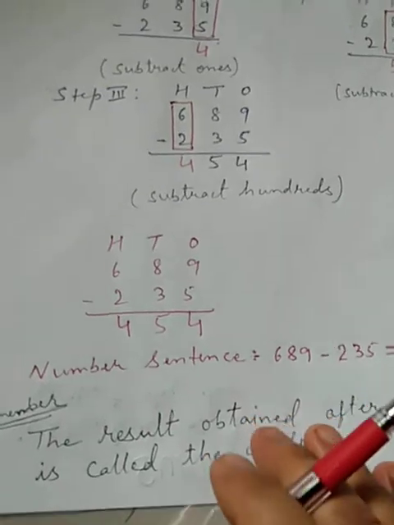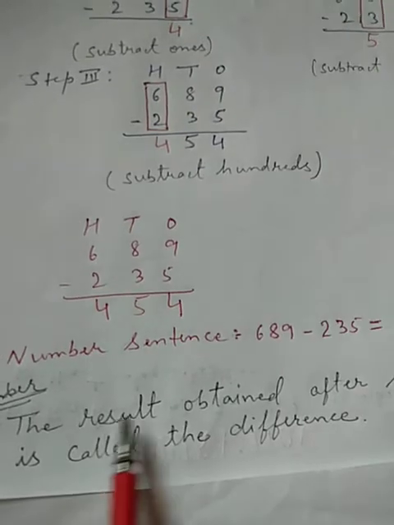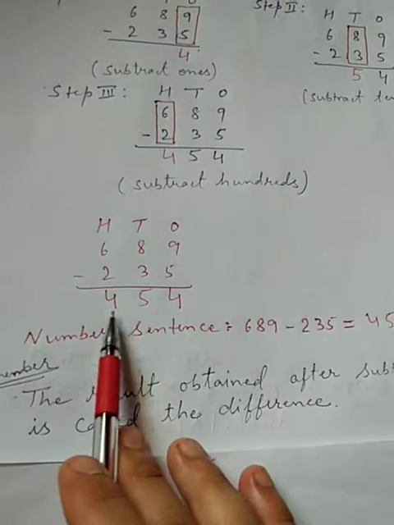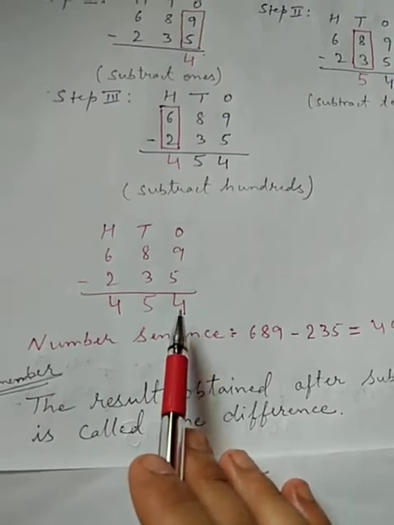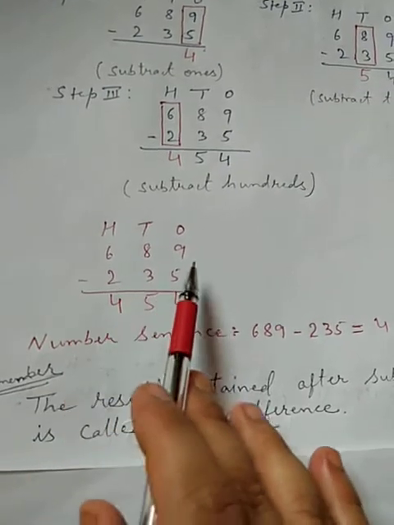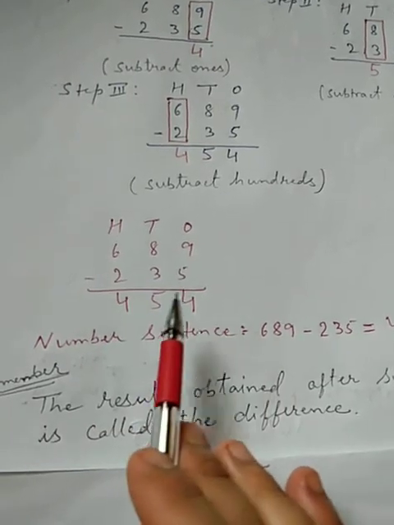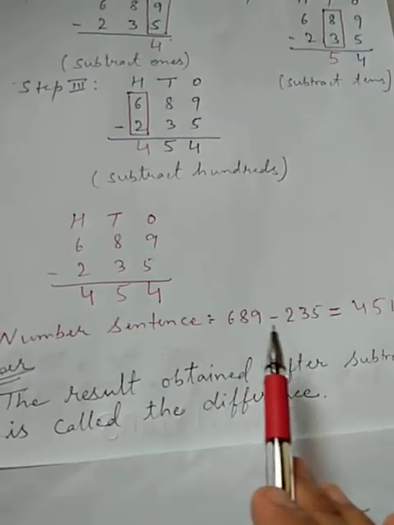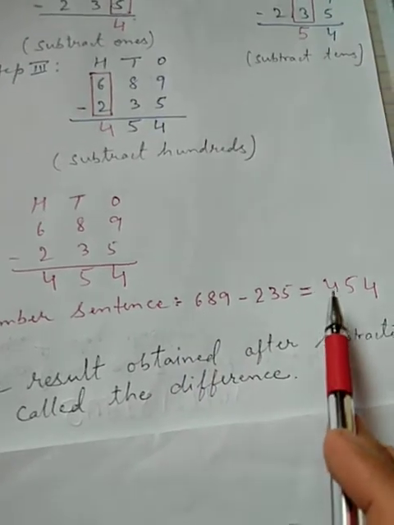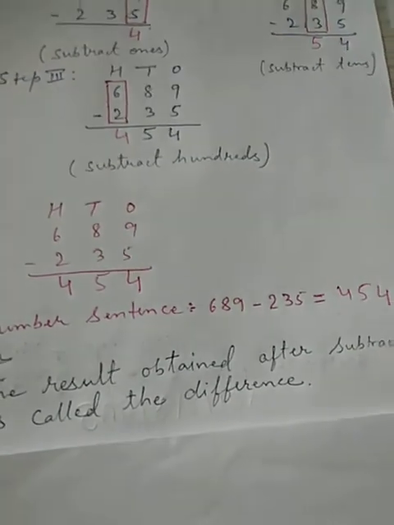One important point: the result obtained after subtraction is called the difference. This is the result. 454 is the result that we are getting on subtracting 235 from 689. So this result, 454, is also called the difference. So on subtracting 235 from 689, we get 454 as the difference.